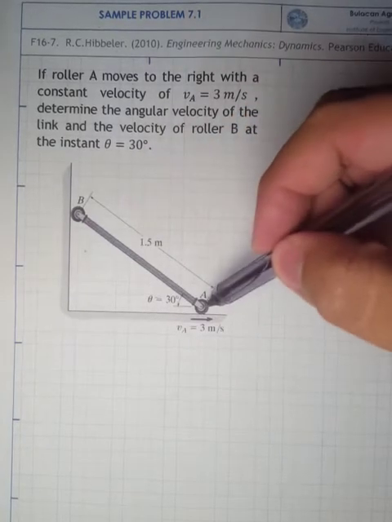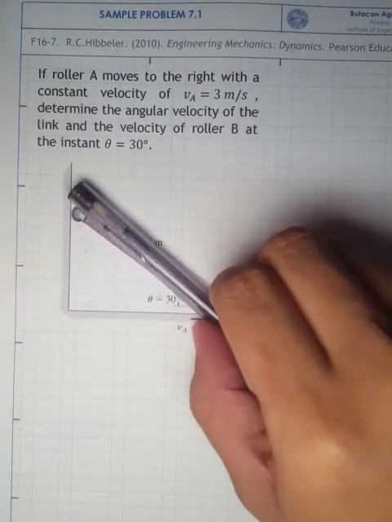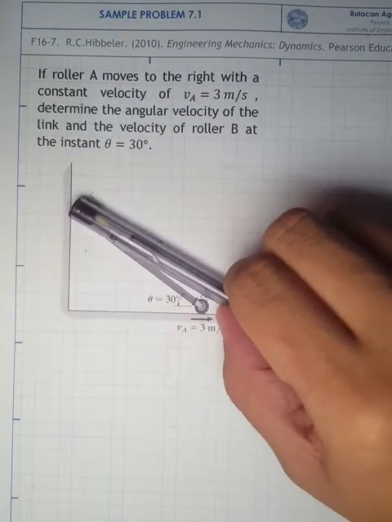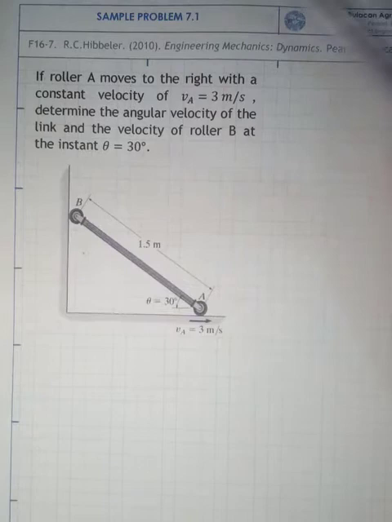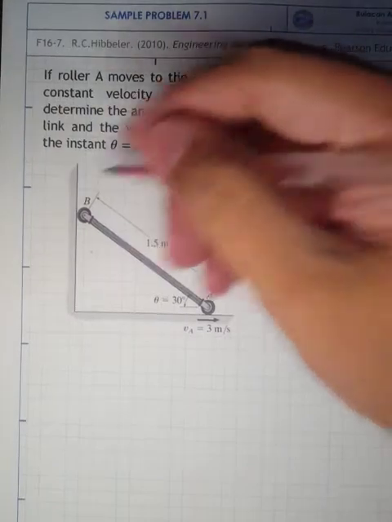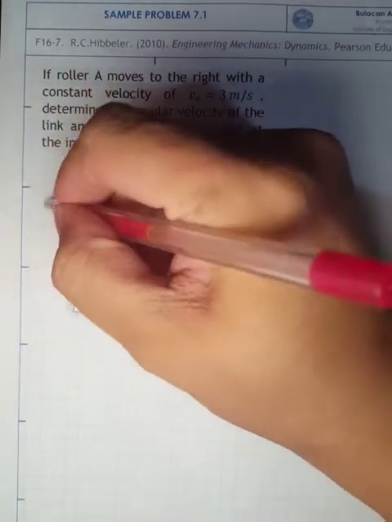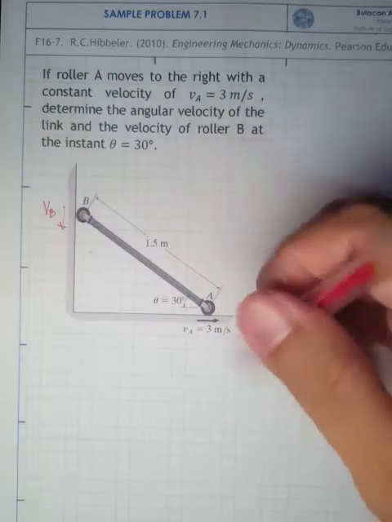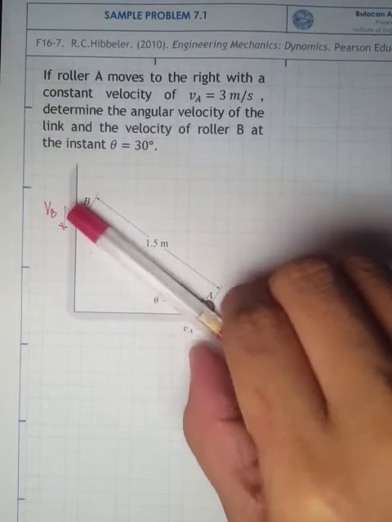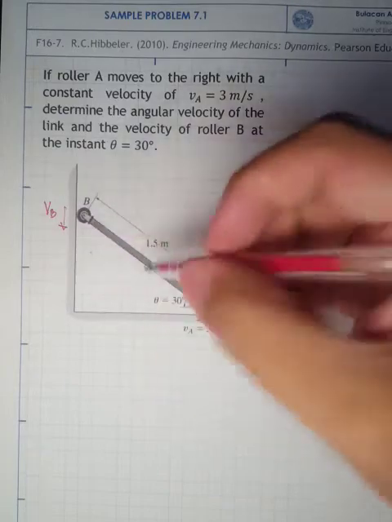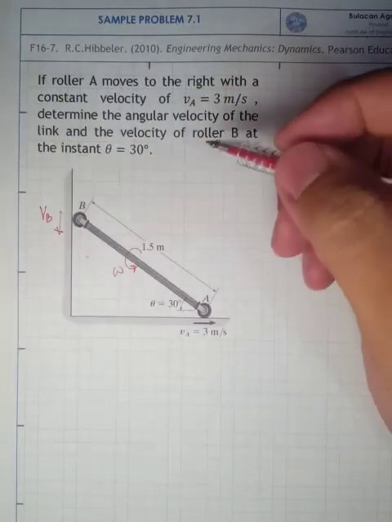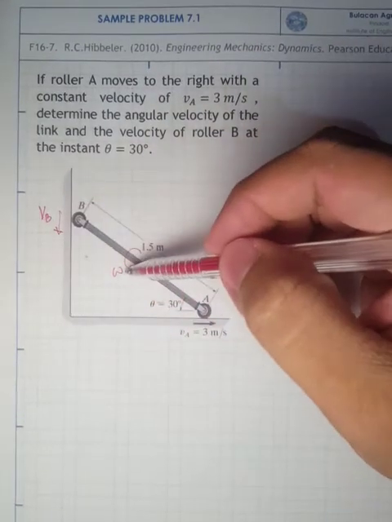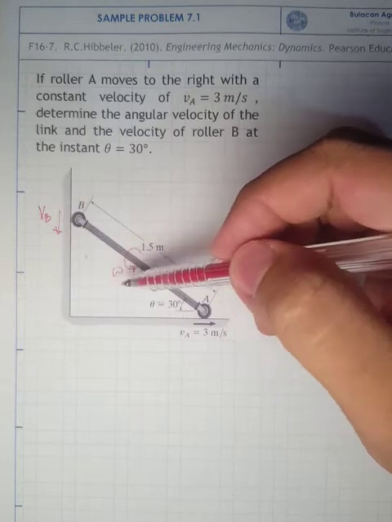Meaning, if this one moves here, then it's just like this. If it moves here to the right, then the point B has to move downward. So the question is, what's the velocity here? And if you notice, if it rotates this way, then the angular velocity is counterclockwise. So we have to find this velocity and then the angular velocity here.